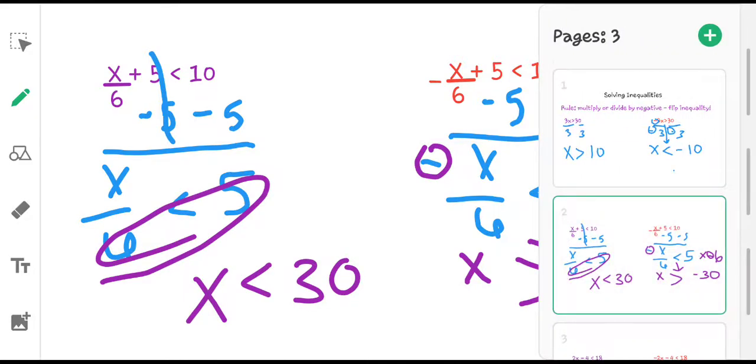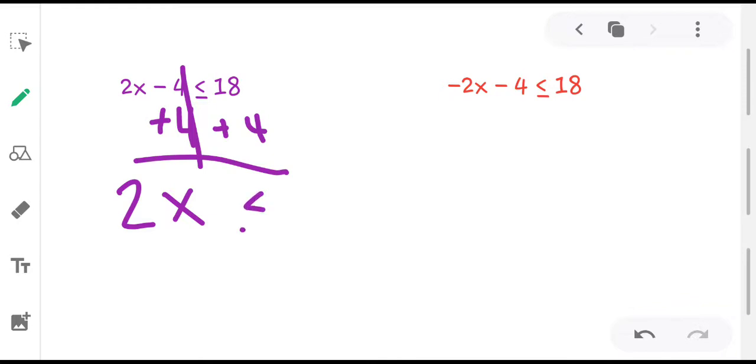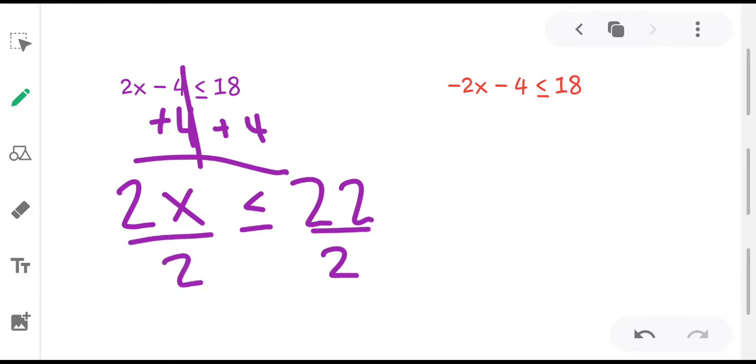Now the last two examples that we have, these are your basic two steps. These are the ones you are more familiar with, I think you enjoy more. And what we're going to do is we're going to solve these. So the opposite of minus 4 is plus 4. These 4s go away. So you have 2x is less than or equal to 22. And then to finish the question off, we're going to divide by 2. So x is less than or equal to 11.